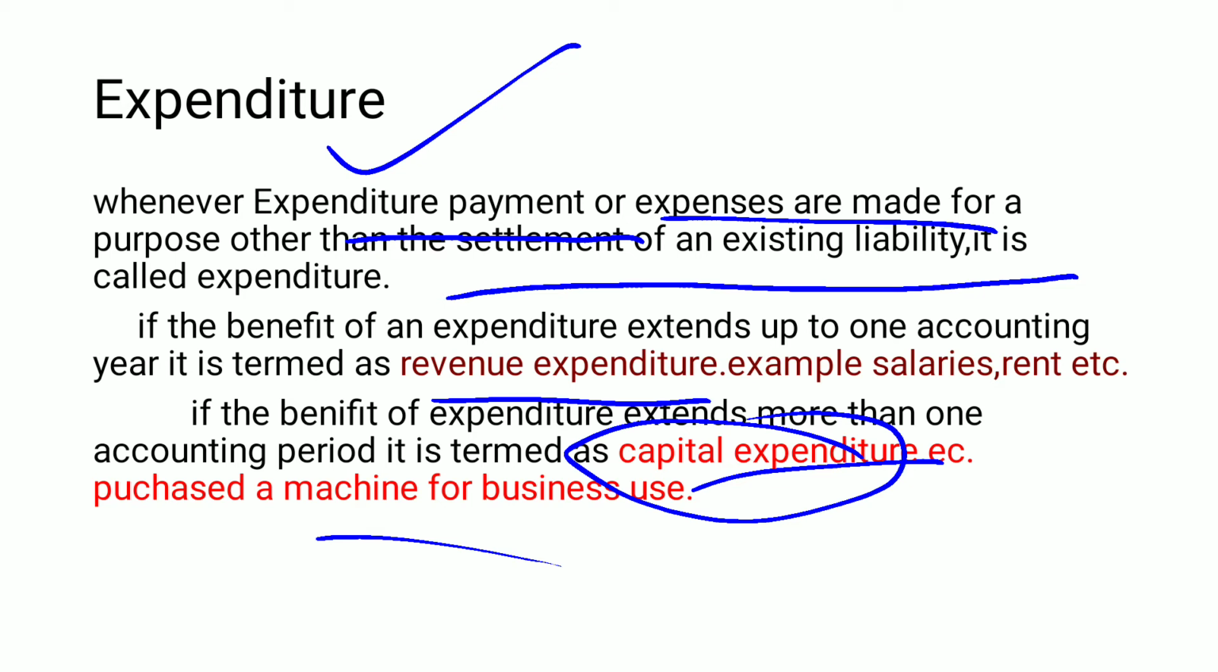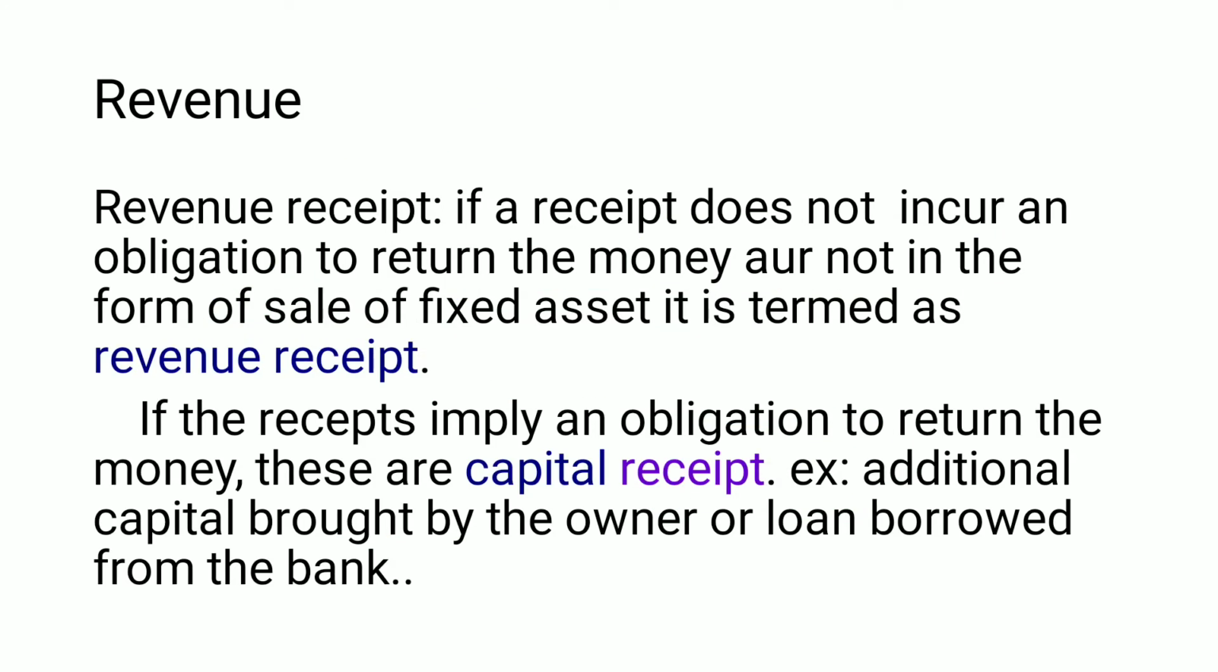So if its usefulness is there for more than 1 year, then the amount spent on that machine, meaning for purchasing the machine, whatever the amount spent, is treated as capital expenditure. If its usefulness is limited to 1 year, then the amount spent on that machine is treated as revenue expenditure. So if the benefit is limited within a year, or its usefulness ends within a year, then it is revenue expenditure. If it extends more than 1 year, then it is treated as capital expenditure. This is about capital expenditure and revenue expenditure.